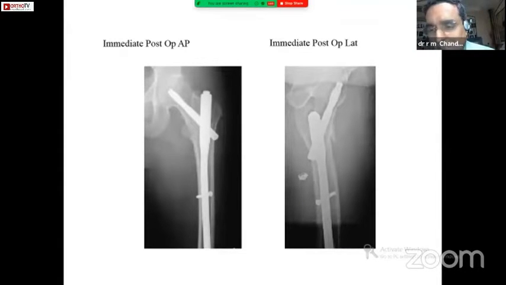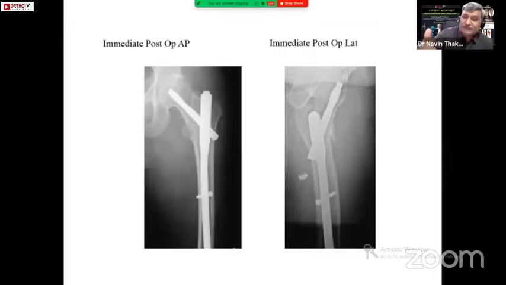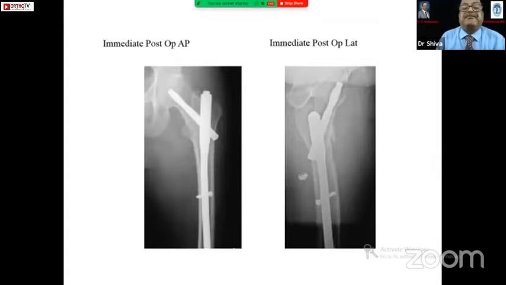Sir, rather than case discussion, do we continue as a debate? No, that is the point. Then I will continue, sir. Only 1 or 2 cases I have put. See, the nail is working as a spacer. No, the nail is not working as a spacer.